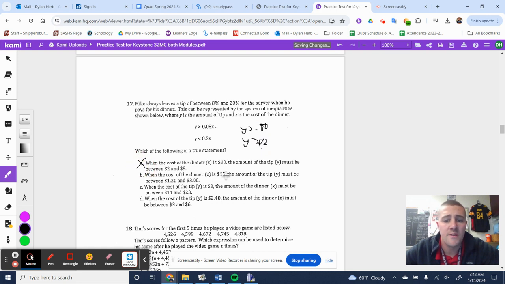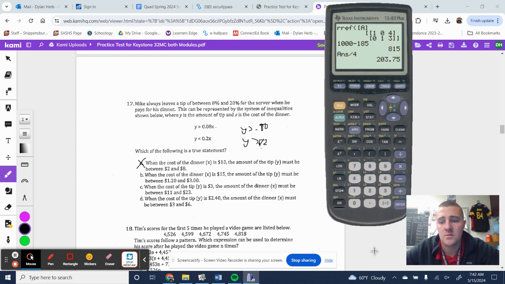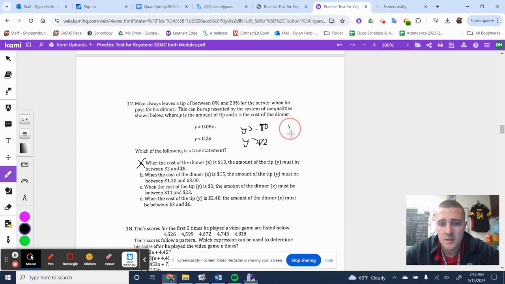When the cost of the dinner is $15, and I'm going to need my calculator a little bit. Actually, it should be $1.60, but we'll type it in anyway. 8% times 15 is $1.20. I messed that up. And 20% of 15 is $3. That looks right. So this looks right. $1.20 and $3. When the cost of the tip is $3, the amount of the dinner must be between. So I could go through and prove these wrong, but for the sake of time of this video, we're going to stop there.